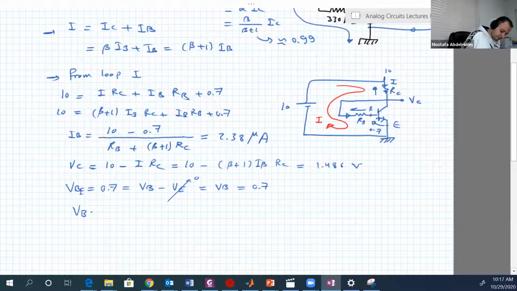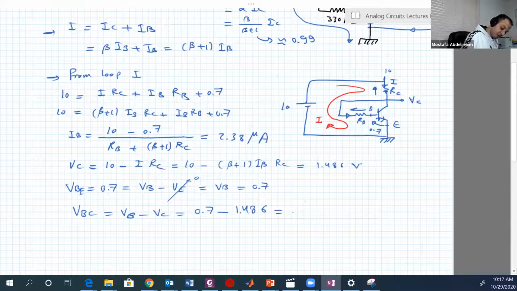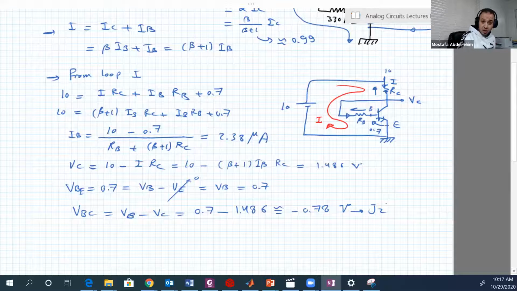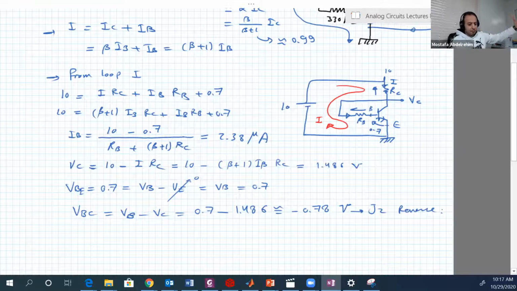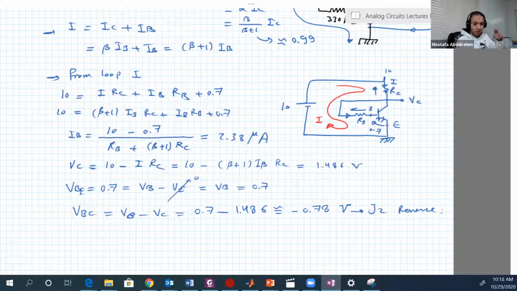So VBC equals VB minus VC, 0.7 minus 1.486. This will be around minus 0.78 volts. That means that J2, the collector-base junction, is reverse biased, which matches our assumption that we are working in the active region. So I solved this question for two reasons. The first one, to avoid a mistake that you might make.